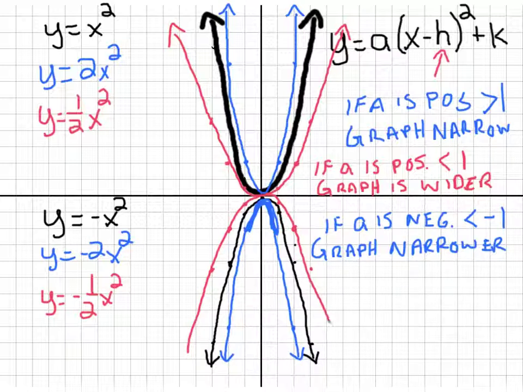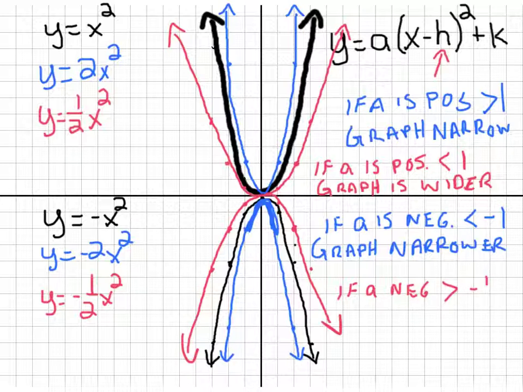So if we notice on that particular one, I missed that dot there at the end, but that one ends up being wider. So our rule is if A is negative and greater than negative 1, the graph is wider.